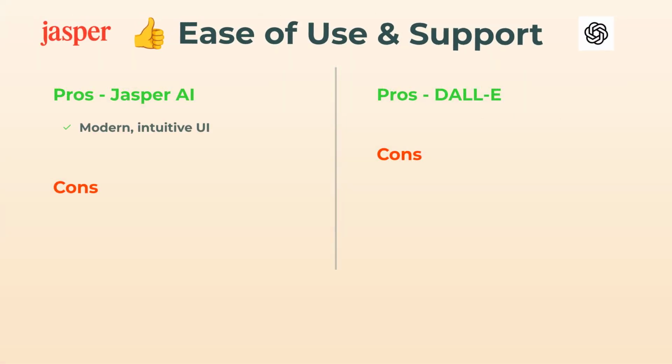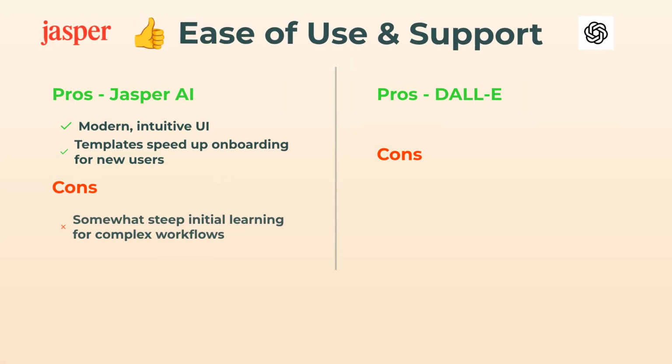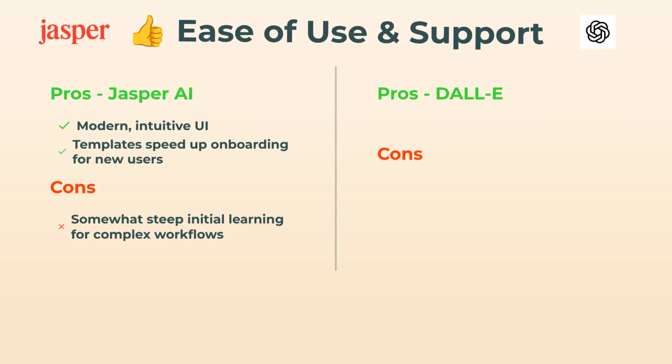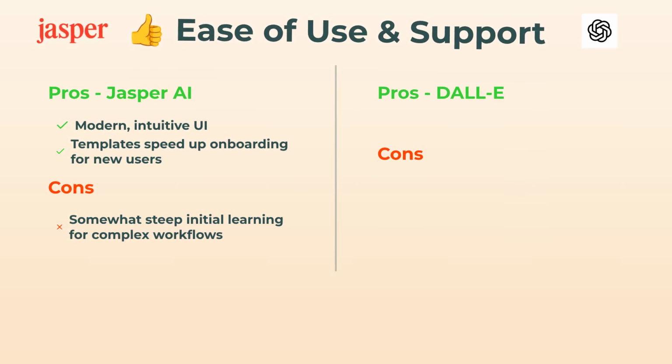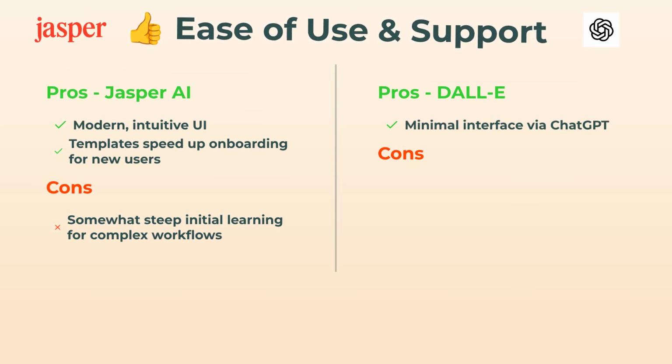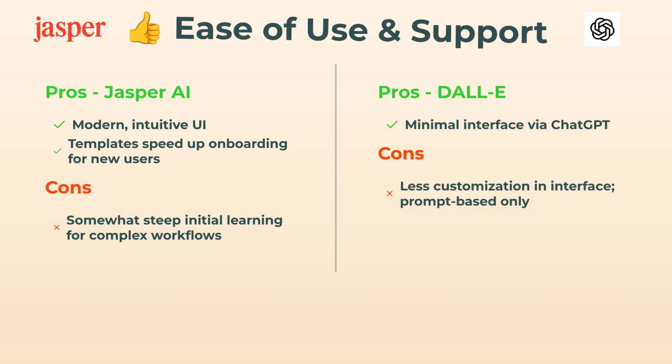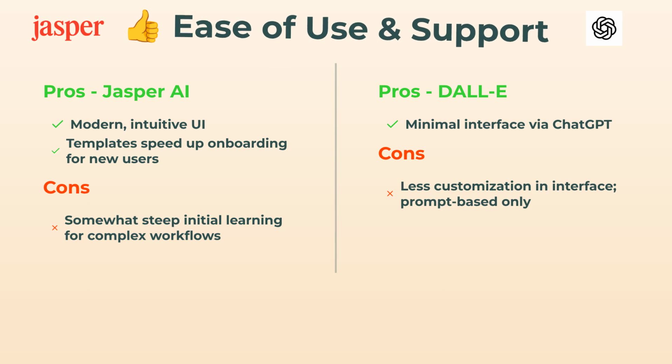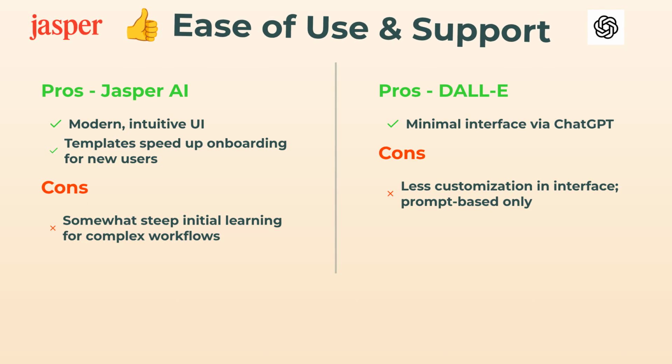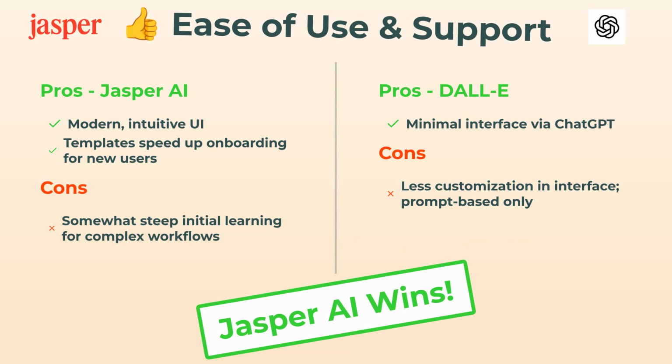Ease of use and support. Let's break it down. Jasper's UI is pretty modern and smooth, with templates and a dashboard that make onboarding fast. Still, complex workflows can feel, let's say, overwhelming at first. DALL-E, meanwhile, is super minimal. You're basically just typing into ChatGPT. Quick, but not a lot of custom controls. And if you like buttons and toggles, yeah, not many here. Jasper makes life easier overall, so it wins this category.